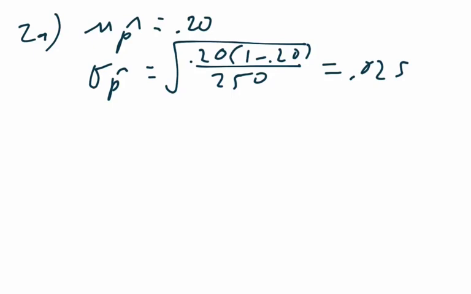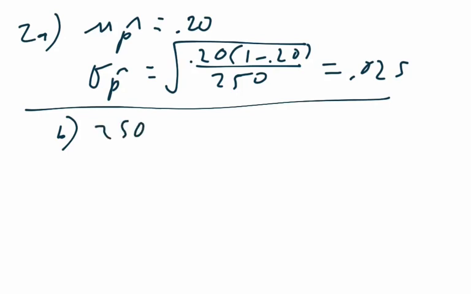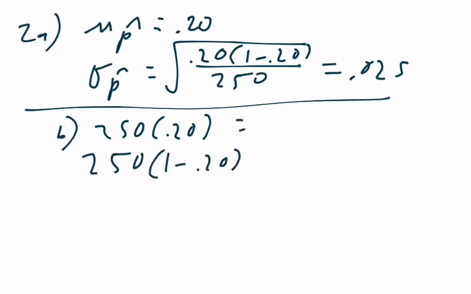So in part B, before I get started on the actual math here, I'm going to make sure that when I multiply 250 times 0.20 and 250 times 1 minus 0.20, that we have a normal distribution. So that's 50, and that's 200, and both of these are bigger than 10.